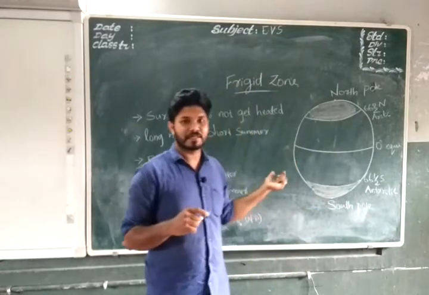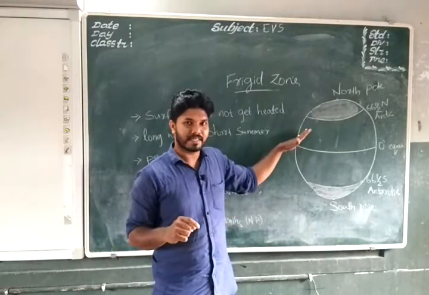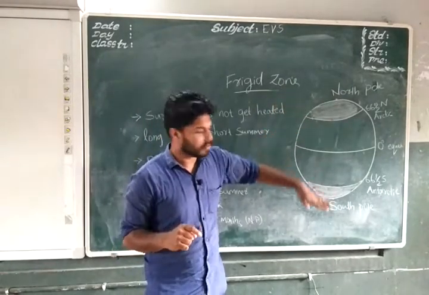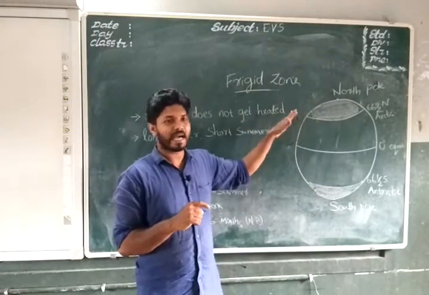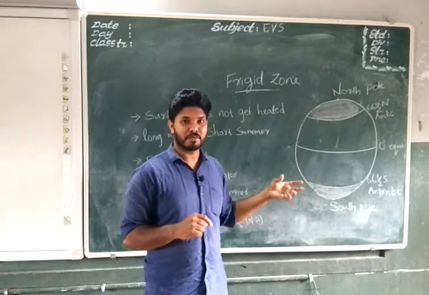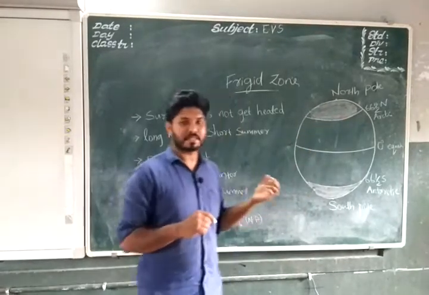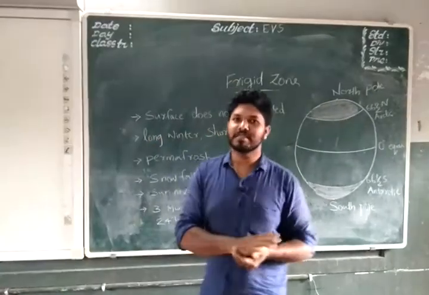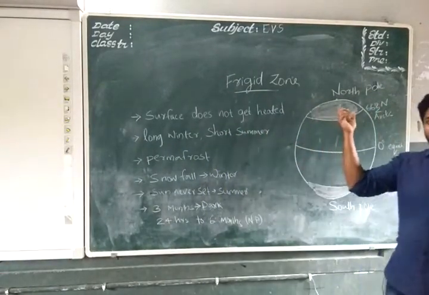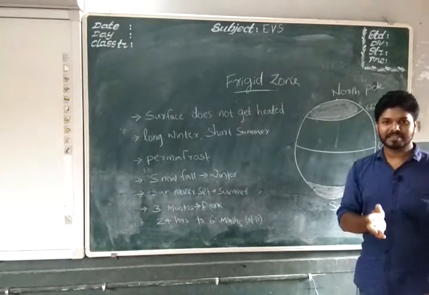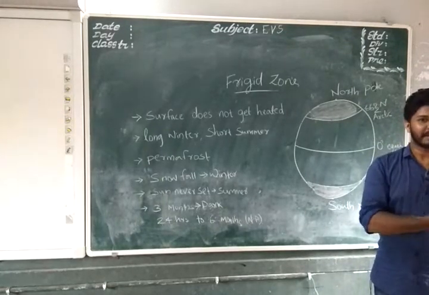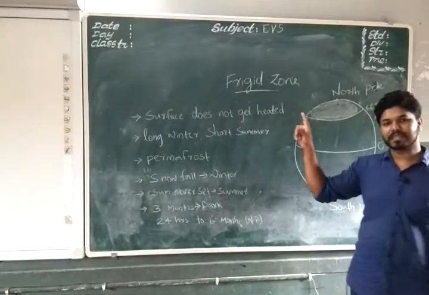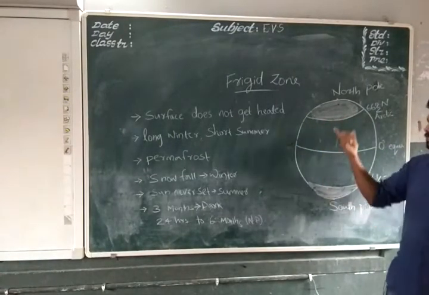We already told in the case of the temperate zone that the sun's rays are slanting. But here, as it is in the topmost portion and in the bottommost portion, the sun's rays are very much slanting and most of the rays do not reach there at all. So throughout the year it is very cold here and the surface does not get heated. We receive very high sun rays in our summer season, isn't it? And our ground surface gets heated due to that. But in this frigid zone, the surface never gets heated because the sun's rays do not reach here completely. Therefore, the surface is not heated.